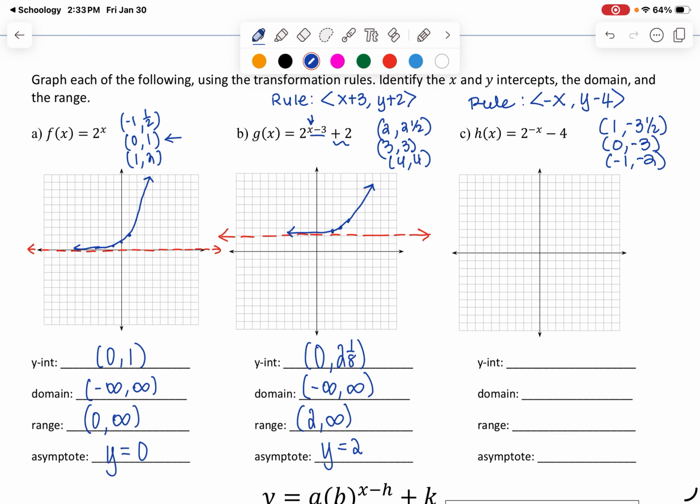Okay. My horizontal asymptote was at 0. Now it's down 4, so I'm going to move it down 4.